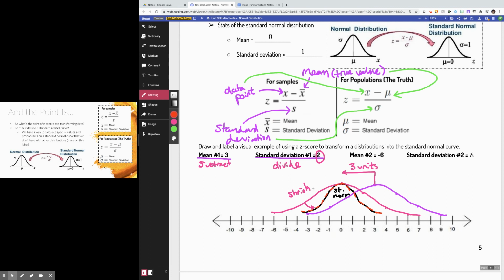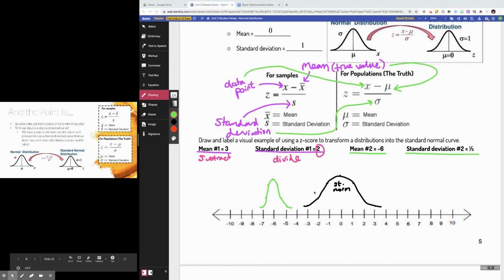Okay, so give me a second. I have to clear this off because I'm going to do one more example for you that shows you a different kind of shifting and a different kind of transforming. Just give me one sec to clear this off, and I'll be right back.